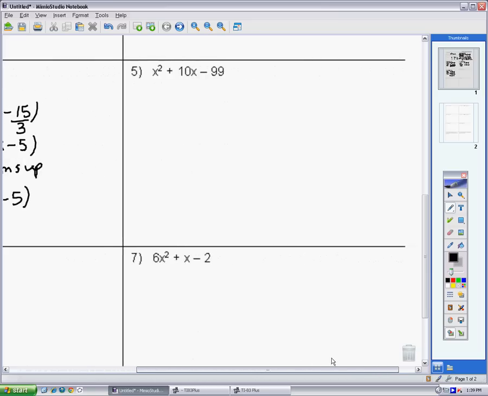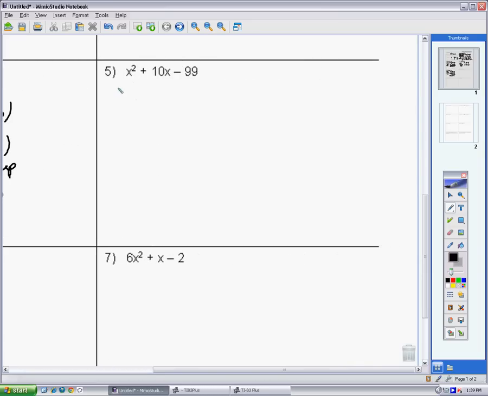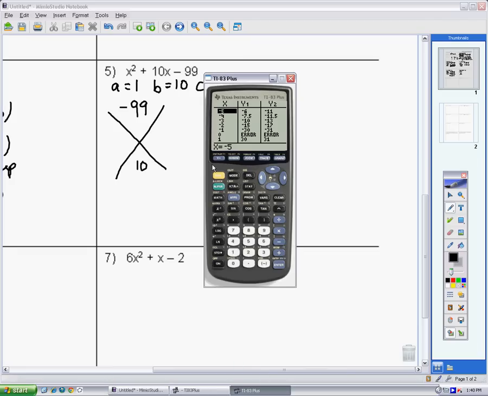Number 5. I'm going to label my a as 1, b is 10, c is negative 99. So I'm going to multiply my a and c, and I get negative 99, and my bottom of my x is 10. So I'm going to bring up my calculator and do y equals, and I'm going to change that to negative 99, and I do have to retype it because I'm adding one more space.